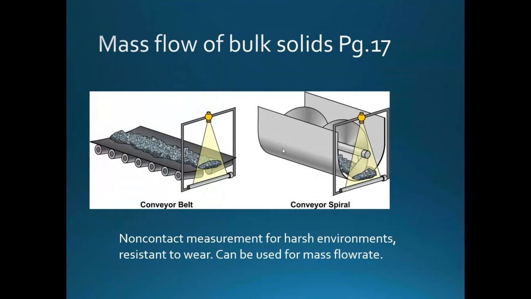Mass flow of bulk solids here is a rather unique application for nuclear measurement. It's non-contact measurement for harsh environments, resistant to wear, and we can also use the measurements to determine mass flow rate, which we'll talk about in a separate subject much later in the course. But it's a good application: non-contact, abrasive materials, things like that. Using algorithms, they can measure the height of the material and the speed of the belt, and so on and so forth. And that's how they get mass flow rate. We don't get into it really in third year, but it is a potential benefit of that device.